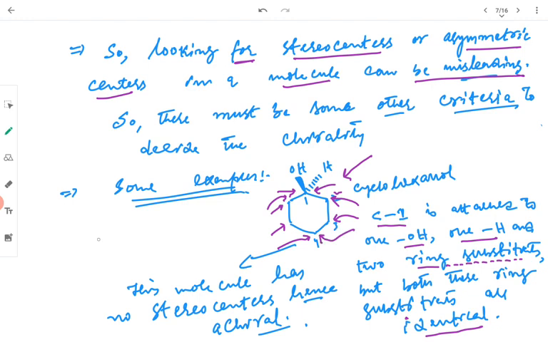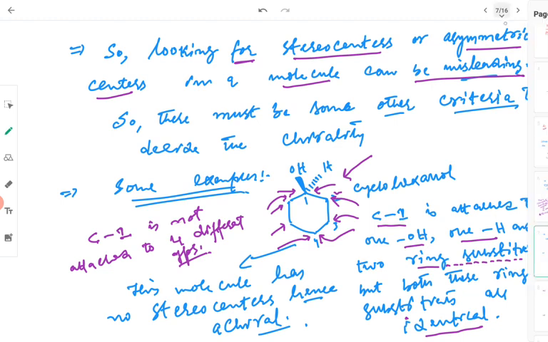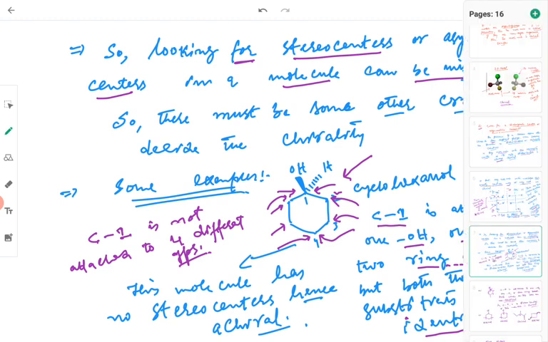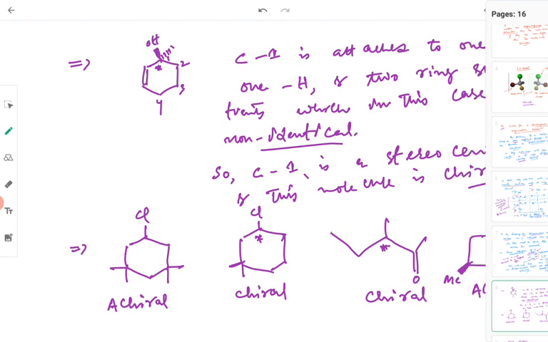It means that the carbon 1 is not attached to four different groups. So this molecule has no stereo center, hence this molecule will be achiral. It will not be chiral. There are some more examples.